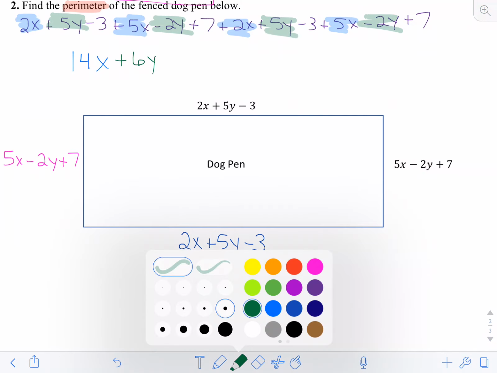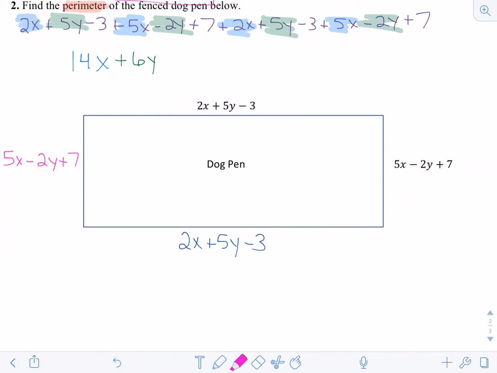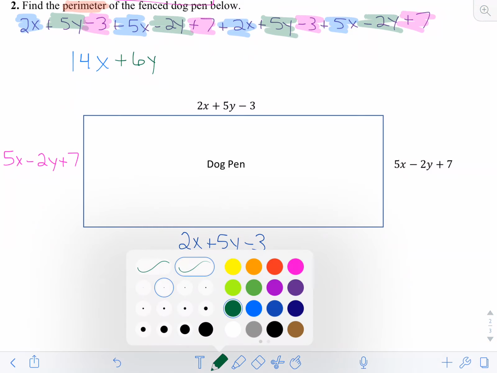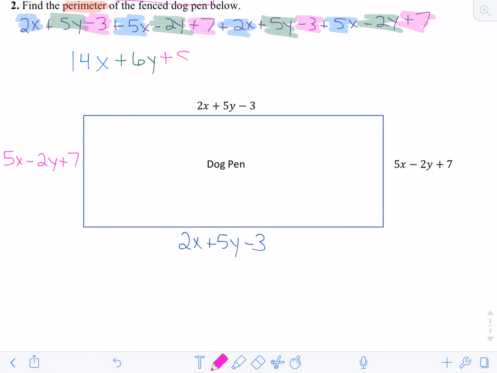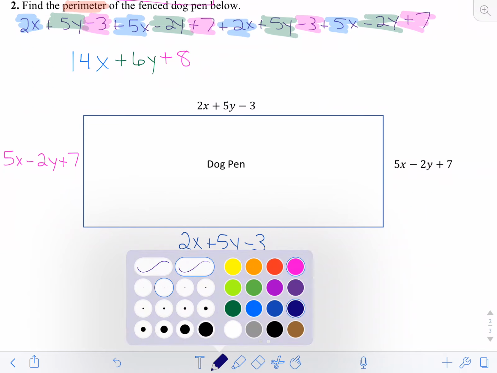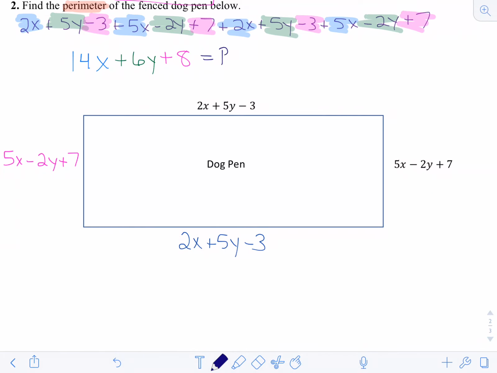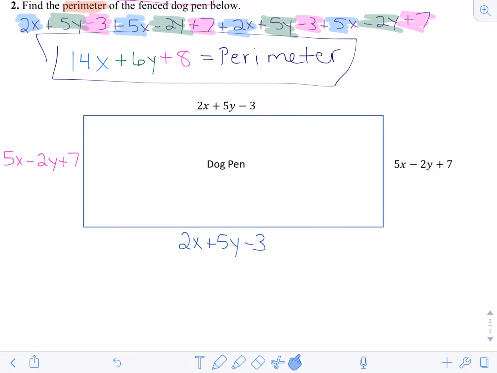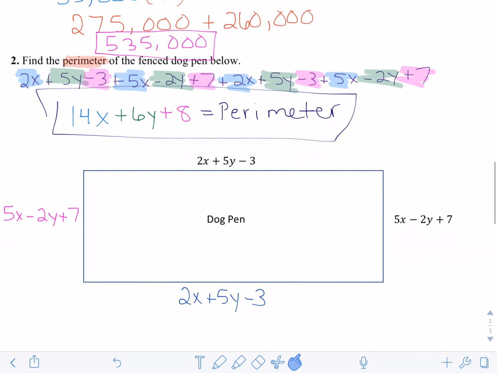And the last thing I have to do is my constants. That's just your numbers that don't have any letters with them. So I have a minus 3, plus 7, minus 3, plus 7. So negative 3 plus 7 is 4, 4 minus 3 is 1, 1 plus 7 is 8. So here I'm going to put plus 8. So this is what my perimeter comes out to be. And that's it. That's all that you have for these notes.